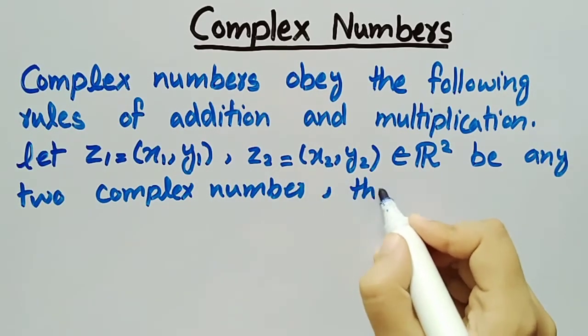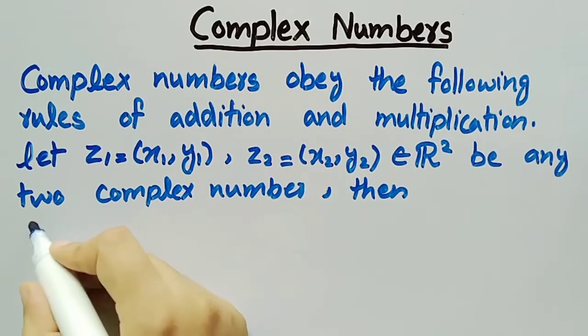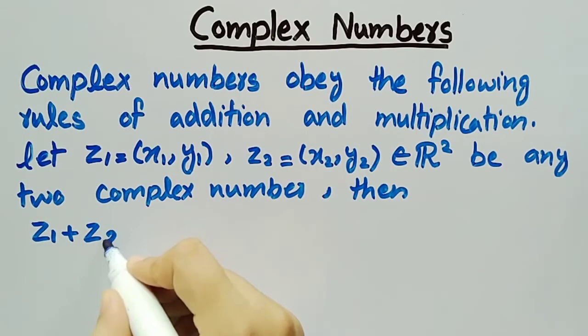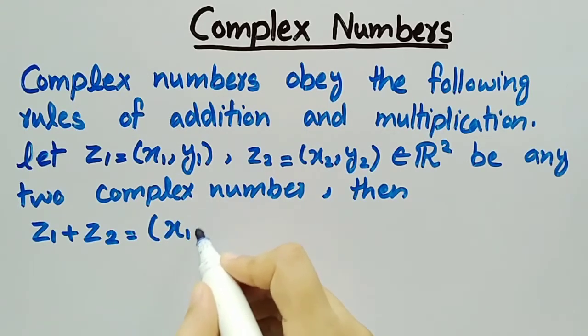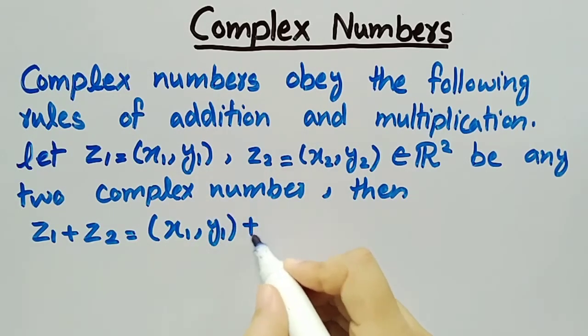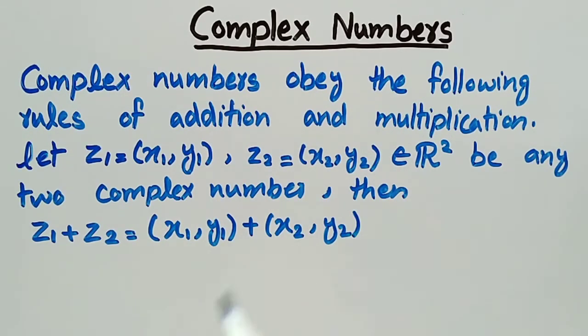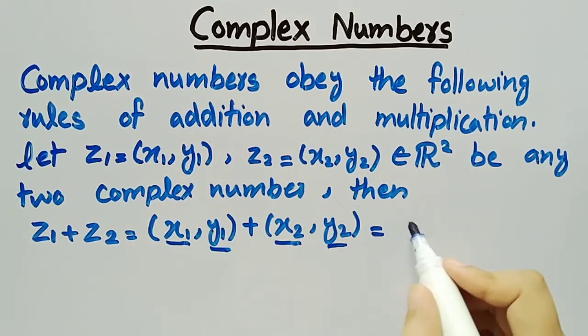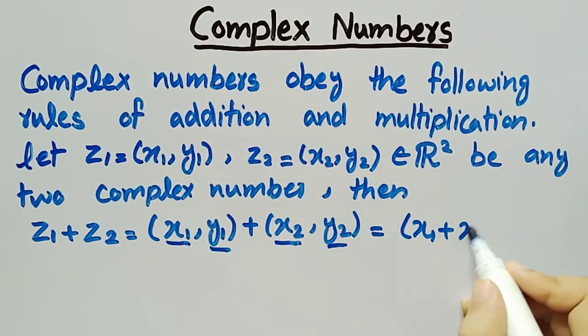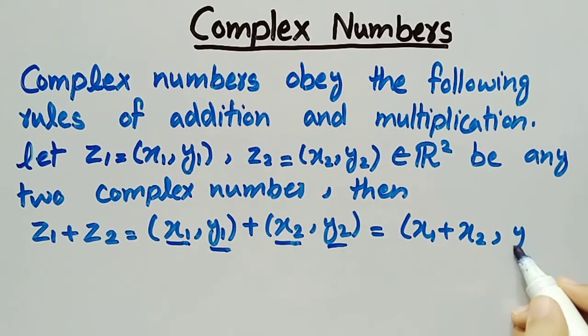Then the addition of the complex numbers z1 plus z2 is equal to (x1, y1) plus (x2, y2). We add two complex numbers in such a way that we add the first component to the first component and the second component of the ordered pair to the second component, which is equal to (x1 plus x2, y1 plus y2). In this way, we can add any two complex numbers.